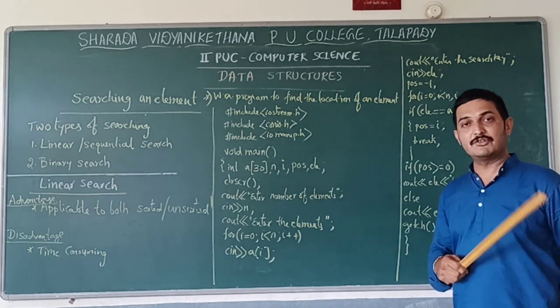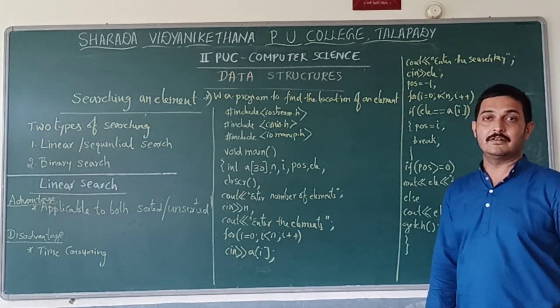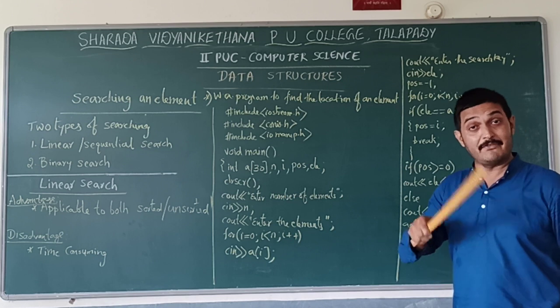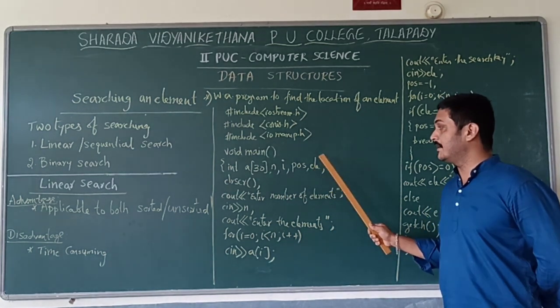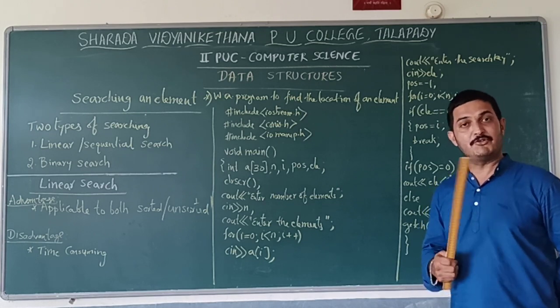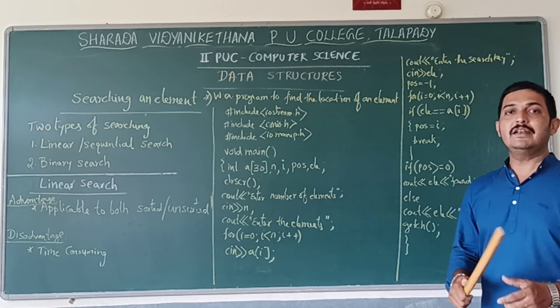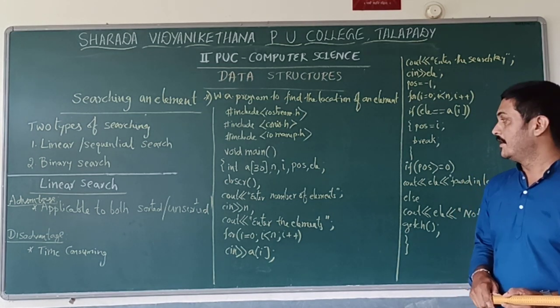I is to specify the index value. Next, pos, that means position, that is to store the location of that particular search key, whether it is available in that particular array. Next, ele is the search key or element to be searched. Okay, next one is clrscr. Normally clear screen is to clear the output screen before execution, right?